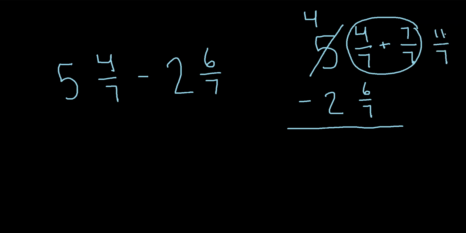And now we'll see that we can do 11/7 minus 6/7, which is 5/7. And then lastly, we move to the whole numbers and we do 4 minus 2, which is 2. So our final answer is 2 5/7. So those were just a couple examples of how you can subtract mixed numbers with regrouping.